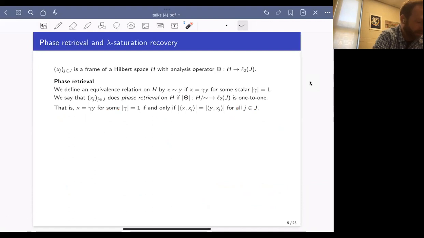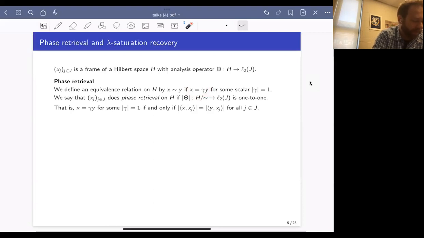Okay, so let's just formulate the general problem for phase retrieval. So I have a frame with some analysis operator. I'm going to define an equivalence relation on my Hilbert space as saying if x is equal to a unimodular scalar times y, then x and y are equivalent. And we say that the frame does phase retrieval if, when I look at the absolute value of the analysis operator, when applied to the quotient space, when I mod out by this equivalence relation, that this is 1-to-1.